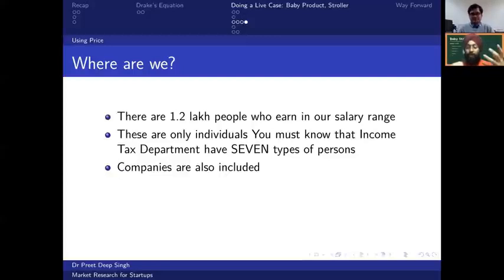There is a company. There is an institution. There is a government body. There is an association of persons like BCCI. BCCI is also an income tax payee.